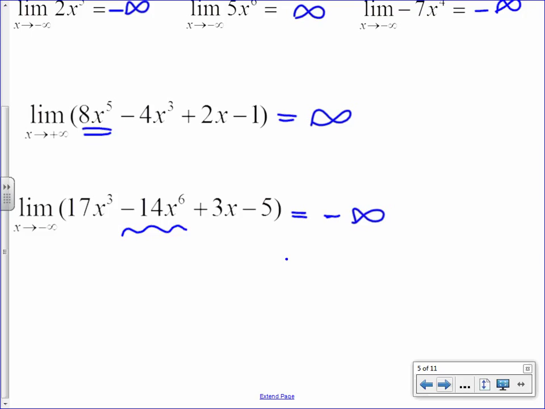How do you feel about that? Okay, simple enough. Leading coefficient test. Okay. All right. Now let's consider this.